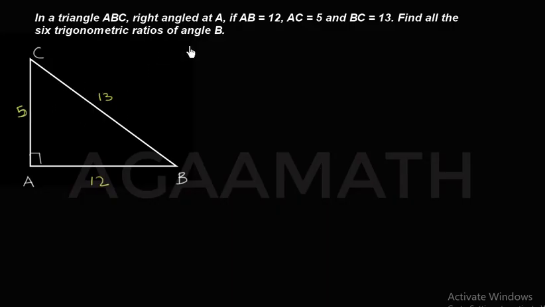of angle B. So let's take theta here. This is sine. Now, in the previous videos we have already learned what the trigonometric ratios are. So sine B, the ratio of sine B, is opposite by hypotenuse. The side opposite to angle B is 5 units, and the hypotenuse is 13, so sine B is 5 by 13.